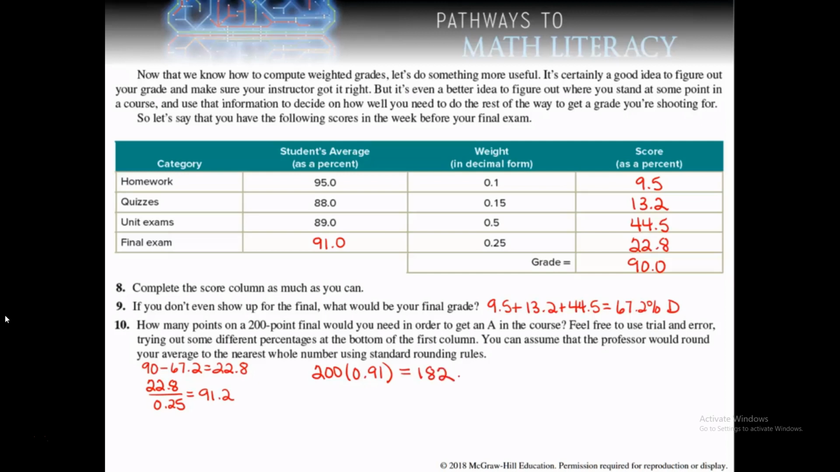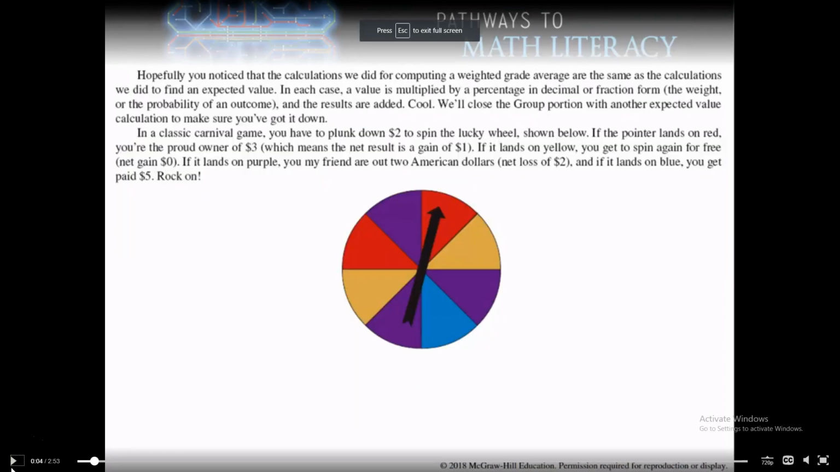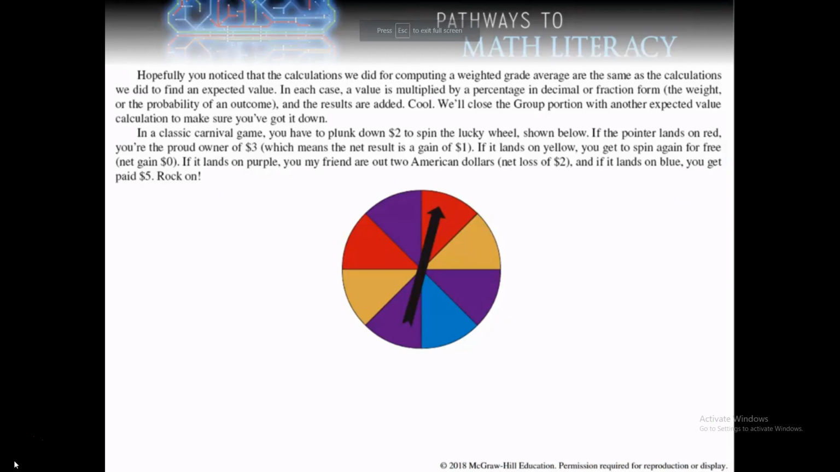Now that you've been through a weighted grade example and have hopefully seen how similar that is to expected value, we're going to do another expected value example. So we have a carnival game here where you spend $2 to play, and then you earn different dollar amounts depending on what color the pointer lands on. So looking at question 11, they've started the table for you.